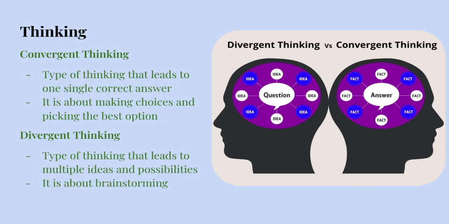Thinking, there are 2 types of thinking, convergent thinking and divergent thinking. Convergent thinking is the type of thinking that leads to one single correct answer. It's about making choices and picking the best option. So an example would be choosing what restaurant to eat at based on price, reviews, and cuisine. And then divergent thinking is the type of thinking that leads to multiple ideas and possibilities. And it's all about brainstorming. There's not really a correct answer. And an example would be like thinking of all the different ways to use a spoon.